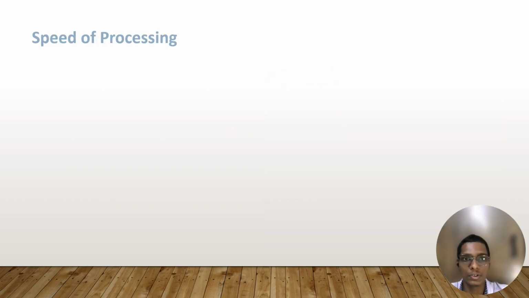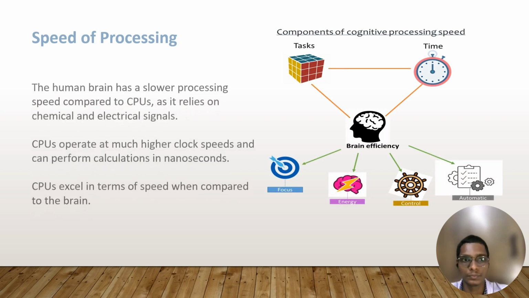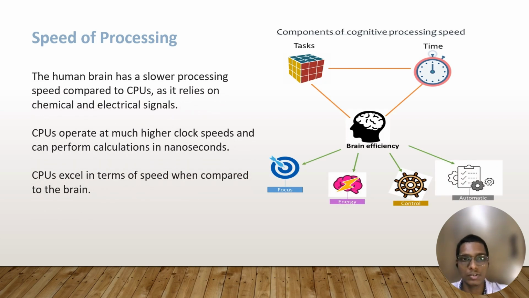Speed of processing. Here, you can learn the processing speed of a brain and of a CPU. The human brain has a slower processing speed compared to CPUs, as it relies on chemical and electrical signals. CPUs operate at much higher clock speeds and can perform calculations in nanoseconds. CPUs excel in terms of speed when compared to the brain. The human brain is about 10 million times slower than the CPU.